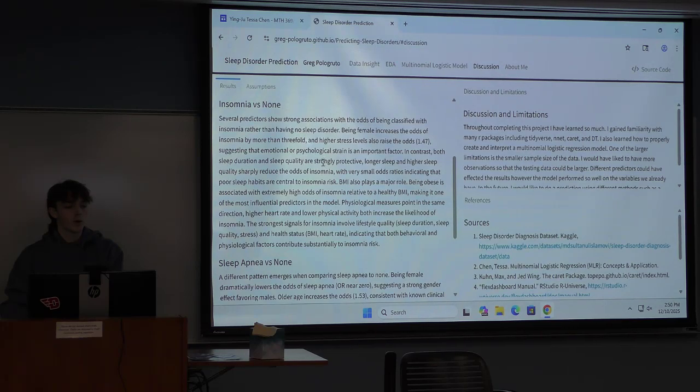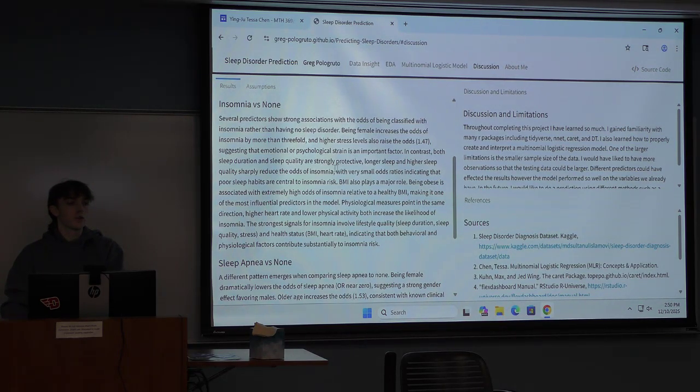And then using that model, I interpreted insomnia versus none. So several predictors show strong associations with the odds of being classified in insomnia. Being a female increases the odds by 3-fold. Each 1 year stress level goes up, it increases the odds by 1.47% of having insomnia. So that shows that emotional strain could lead to it.